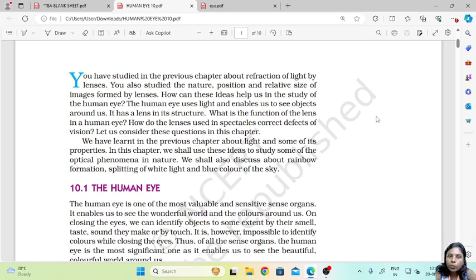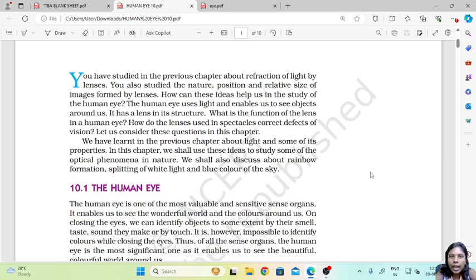Previously, whatever we have learned about refraction of light and reflection of light, we have seen how the various features change depending on the nature and position as well as the relative sizes of the lenses that are present. So how are these things going to help us in correlation with the human eye?